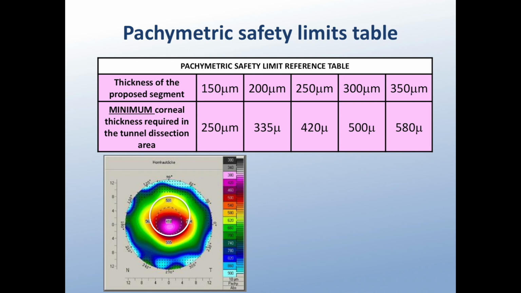Finally, this table determines the limits of the corneal thickness we need to implant a ring onto. It is necessary to determine the minimum thickness of the cornea in the area where we are going to create the pocket. We can do this with topography, and then we must be sure of being in a margin of safety. For example, if we want to implant a 250 micron ring, we need to be sure that we have a stromal area of our tunnel of at least 420 microns.